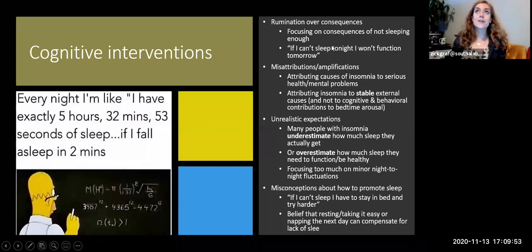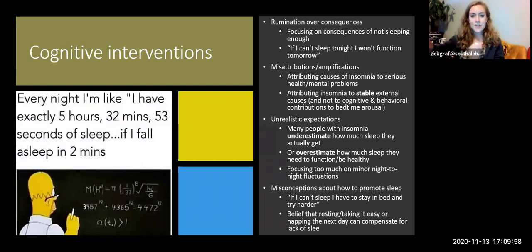Okay, sorry. Speaking of chronotypes, I usually record these things in the morning because I'm a morning person, but it's nighttime right now, so I had to turn on the light.